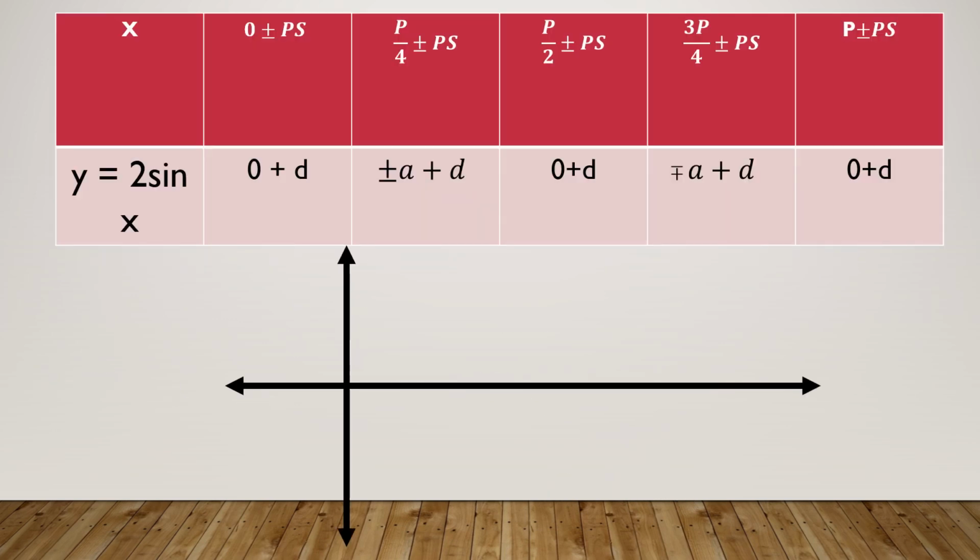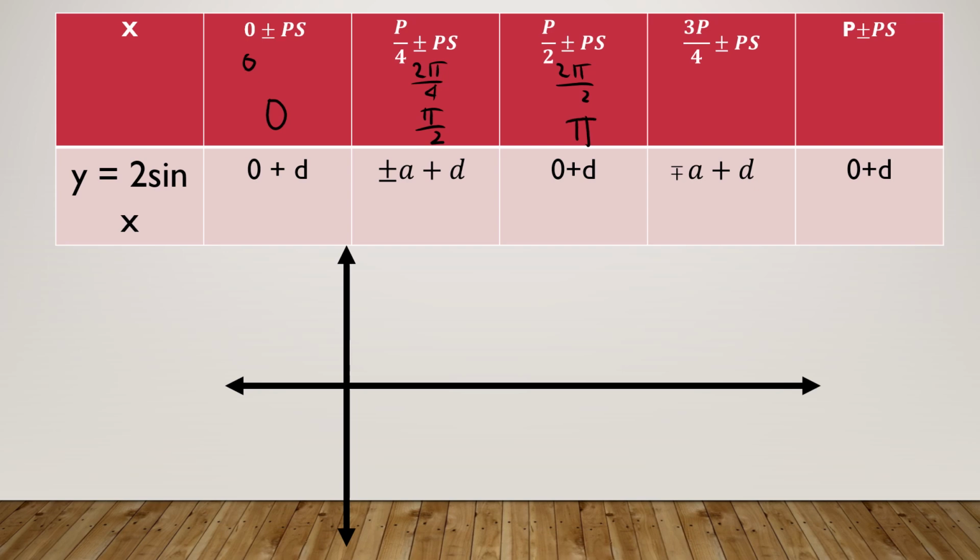Again, let's apply the table of values. We're going to substitute the value of phase shift and the value of the period. So we have 0. Since phase shift is equal to 0, we will just simply stick with this 1. So therefore, it will be 0. P over 4 will be 2 pi over 4, which is equal to pi over 2. For p over 2, it will be 2 pi over 2, which is equal to pi.